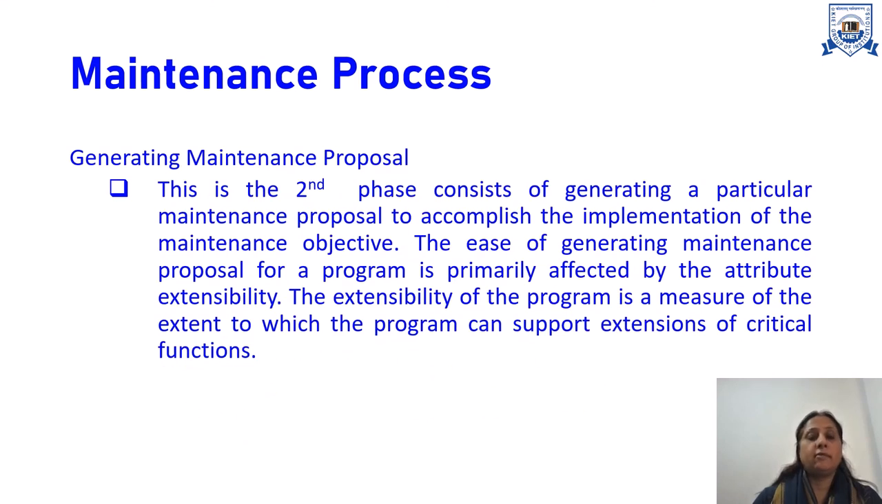In the second phase, we generate the maintenance proposal. For that, we consider which changes will be made, which attributes will be primarily affected, and what effort will be needed, after the understanding of the program. The extensibility of the program is a measure of the extent to which the program can support extensions of the critical functions.